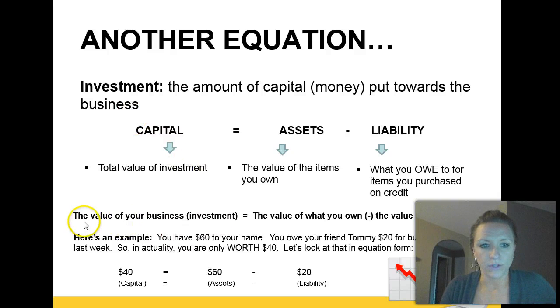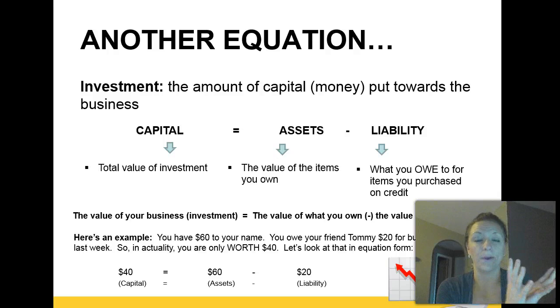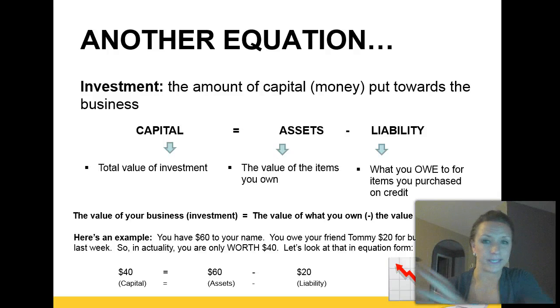company. So the value of our business or our investment equals what we own, so our assets, minus the value of what we owe. So our total investment equals our total assets, or what we own, minus our total liabilities, or what we owe. For example, we have $60 to our name. Woo, we're rich. We owe our friend Tommy $20 for buying you dinner last week. So in actuality, you are only worth $40.